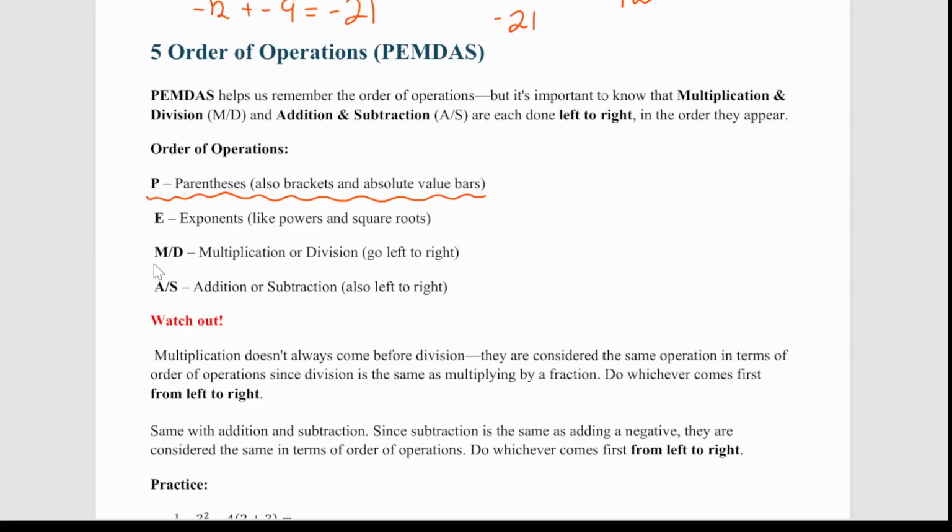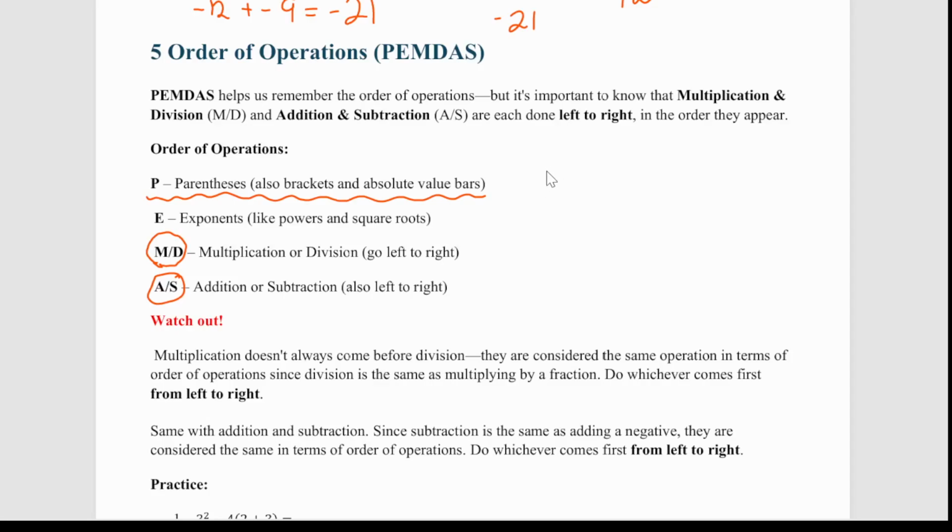Then keep in mind that PEMDAS is a little bit deceptive in that multiplication and division are actually the same step. Multiplication and division are considered the same thing. You just work in order from left to right. And addition and subtraction are the same thing. You just work in order from left to right.